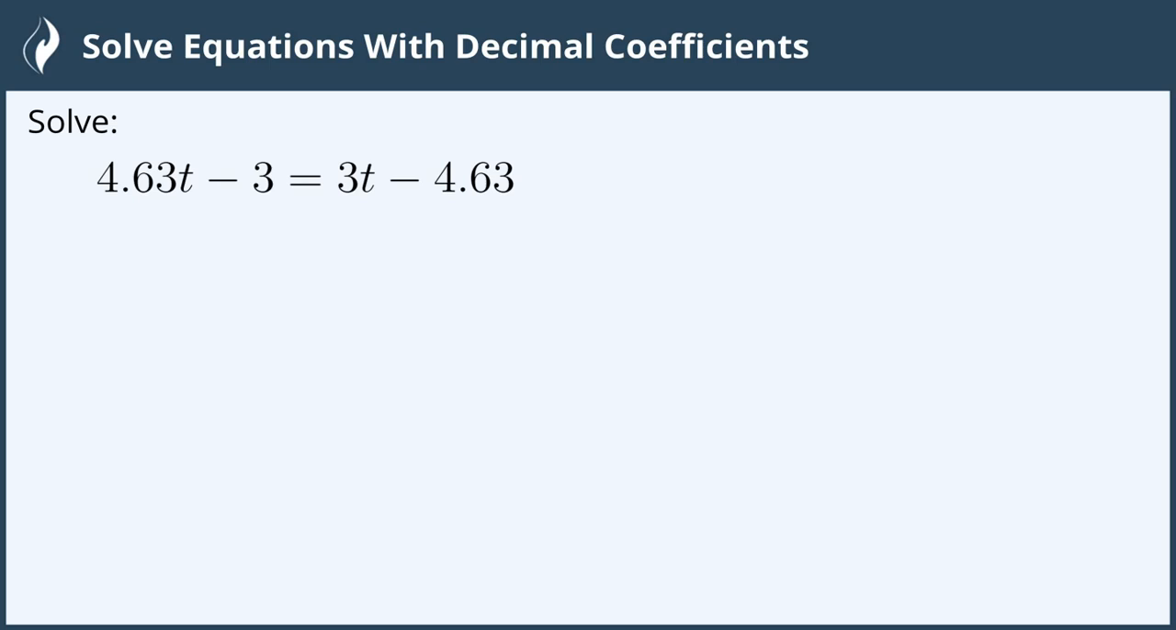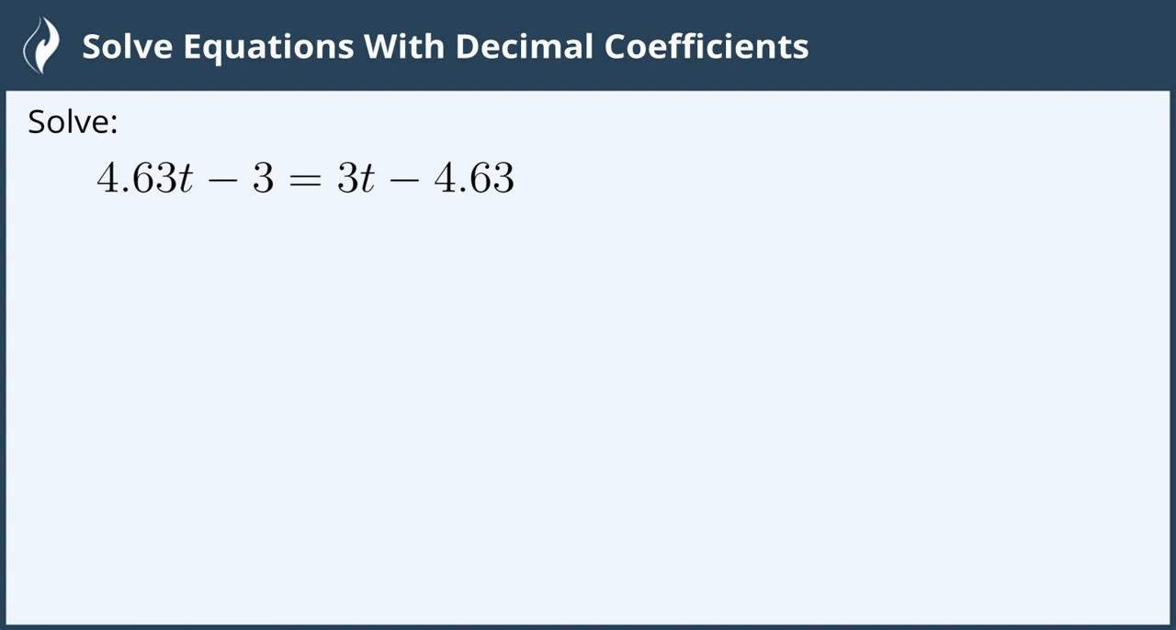Hi everyone! In this video, we will solve equations with decimal coefficients. Decimals can sometimes get tricky, so we have a method in which we can get rid of all of the decimals. You could, if you like decimals, work this out. However, we can multiply everything by a multiple of 10 that will get rid of all of the decimals.